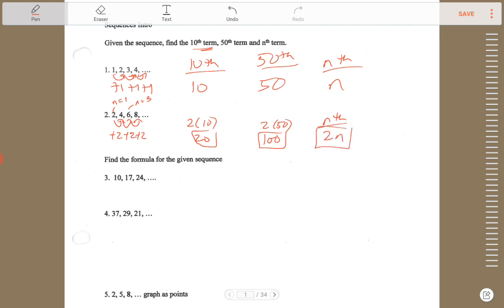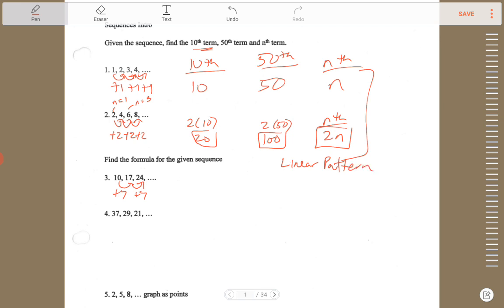Okay. All right, find the formula for the given sequence. This one's a little bit different. We're going 10, and then we're adding 7 here. 17 to 24, again we're adding 7. So just like the previous two, you're always adding the same number. If you notice, every time you're adding the same number, these are creating a linear pattern.